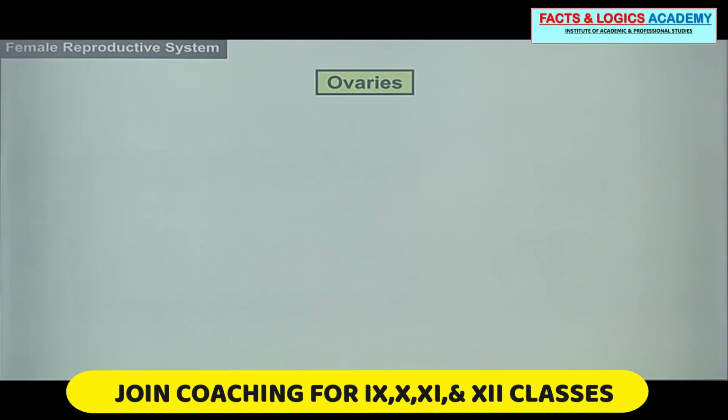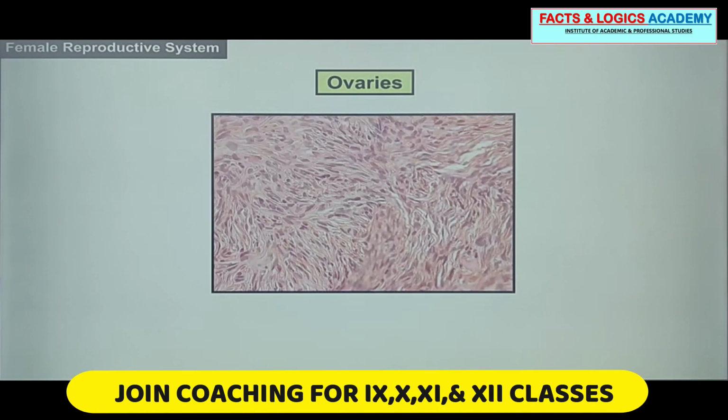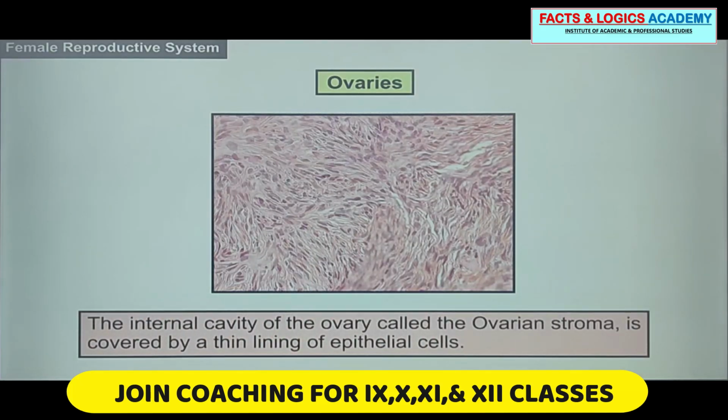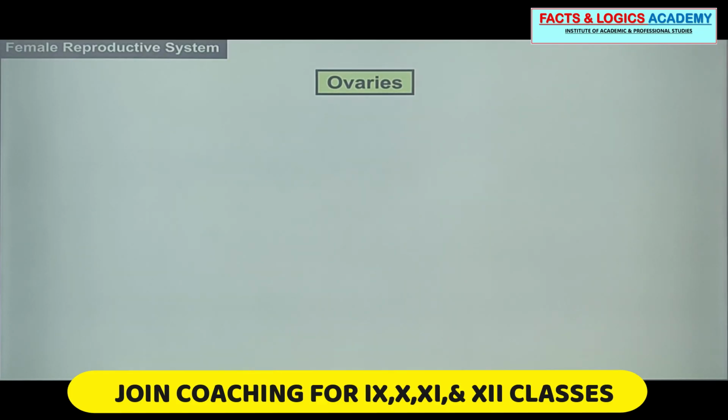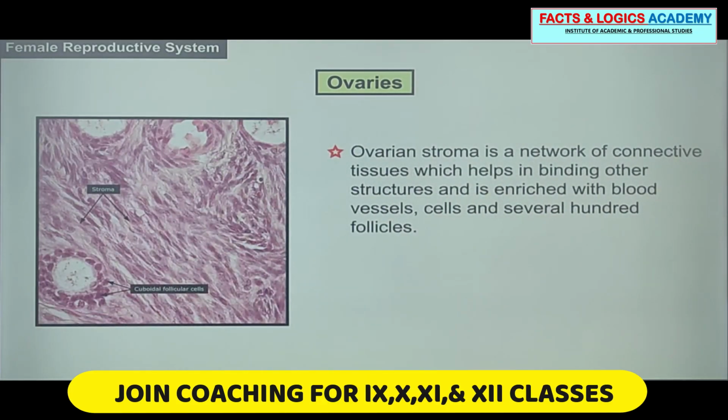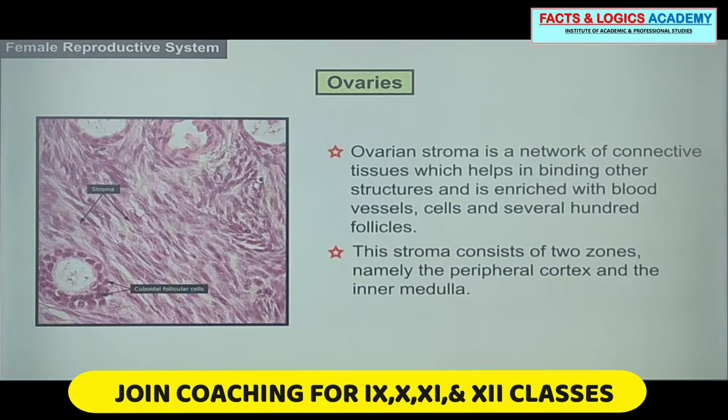Now, if we have a look at the internal structure, the internal cavity of the ovary, called the ovarian stroma, is covered by a thin lining of epithelial cells. You must be thinking, what is ovarian stroma? Well, it is a network of connective tissues which help in binding other structures, and it is enriched with blood vessels, cells, and several hundred follicles. The stroma consists of two zones, namely the peripheral cortex and the inner medulla.